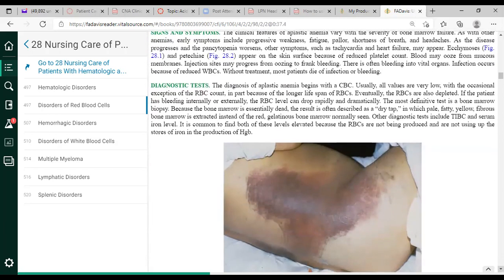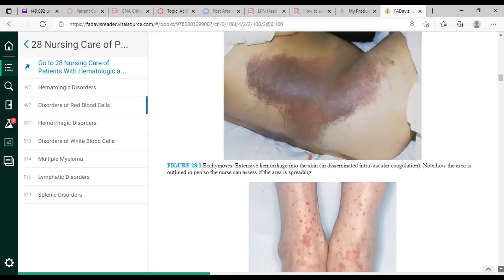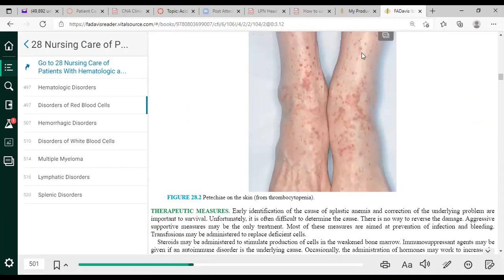It also informs you that one of the symptoms of aplastic anemia will be pallor, where you're seeing actual pallor. This is just a picture of ecchymosis, which is some type of internal bleeding. The patient is bleeding internally. Okay. And it also shows you a picture of petechiae, which are those dots. They kind of look like little dots of blood. The patient is bleeding internally.